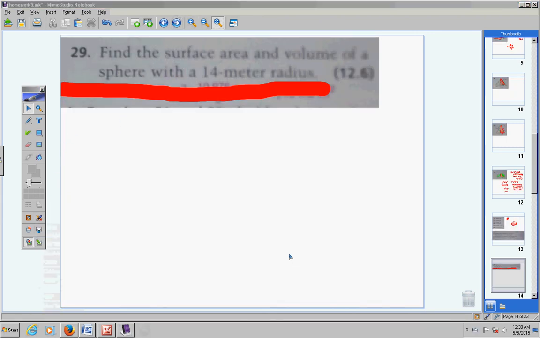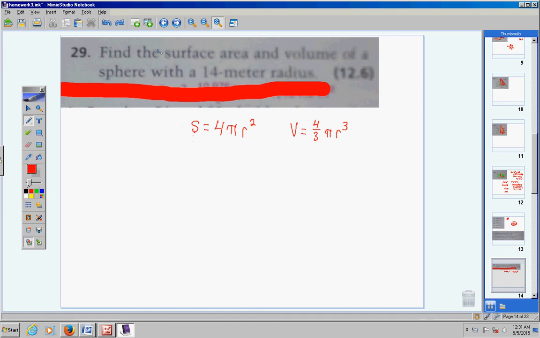Students, number 29 reads, find the surface area and volume of a sphere with a 14-meter radius. Find the surface area and volume of a sphere with a 14-meter radius. Now, the first thing we need to do is get the two formulas up here for surface area and volume. So there they are. Now, let's go ahead and start with surface area right here. 4 times 3.14 times the radius squared. Now, the radius is 14. So 14 squared. So quickly grabbing my calculator here.